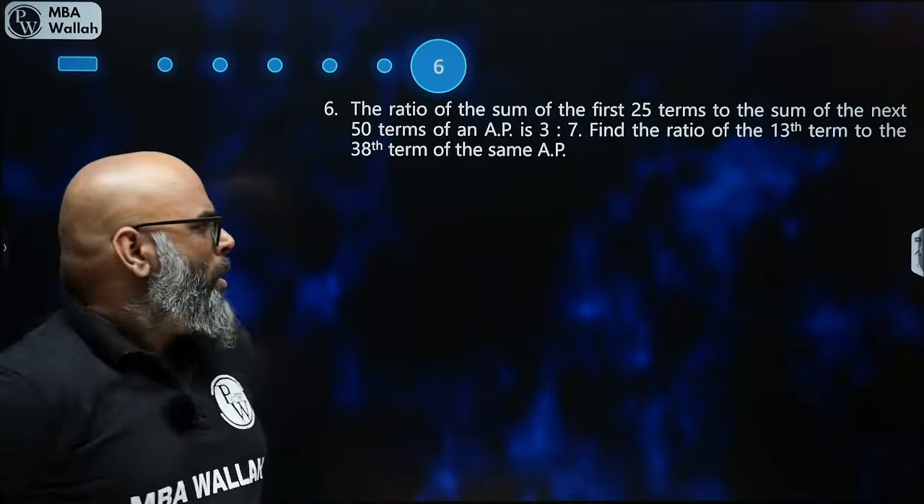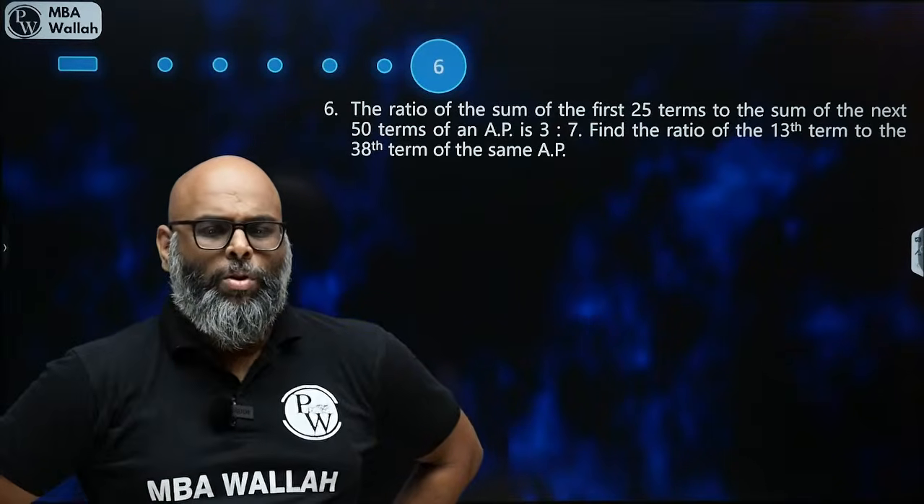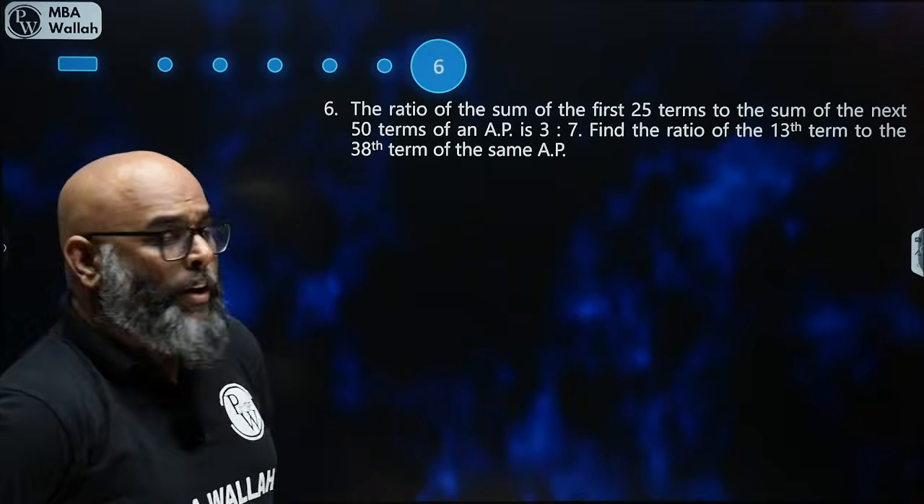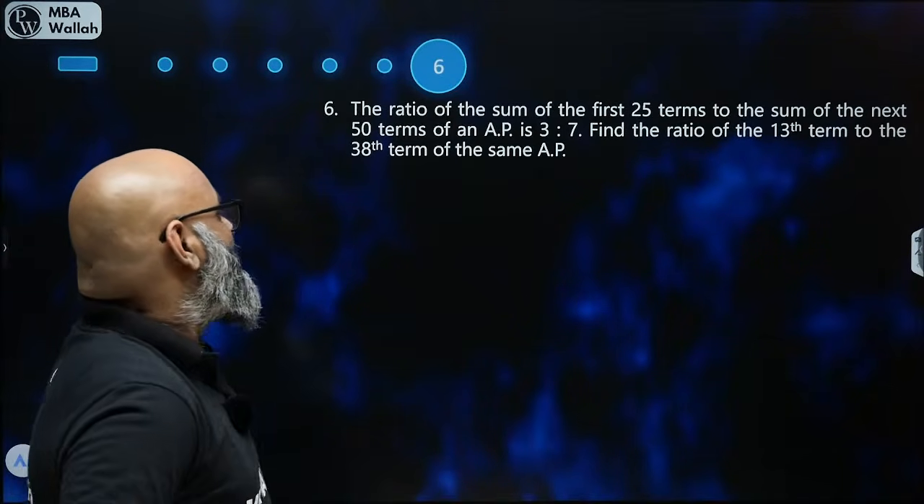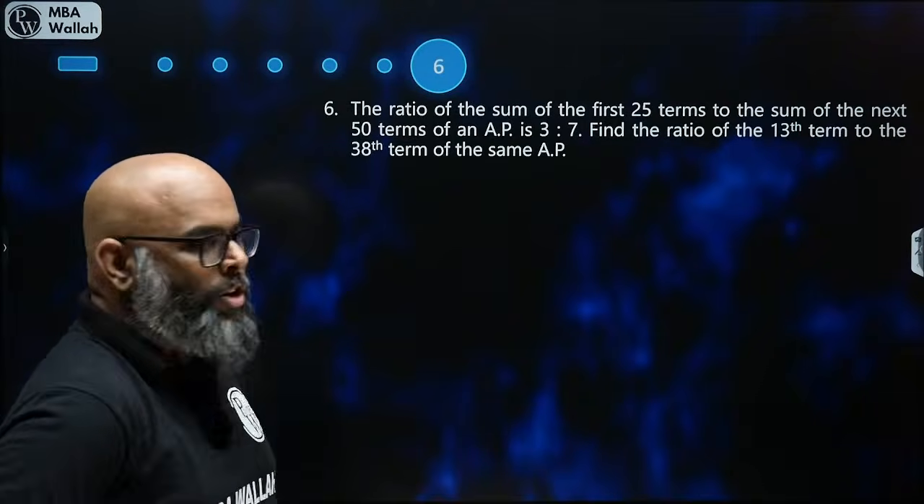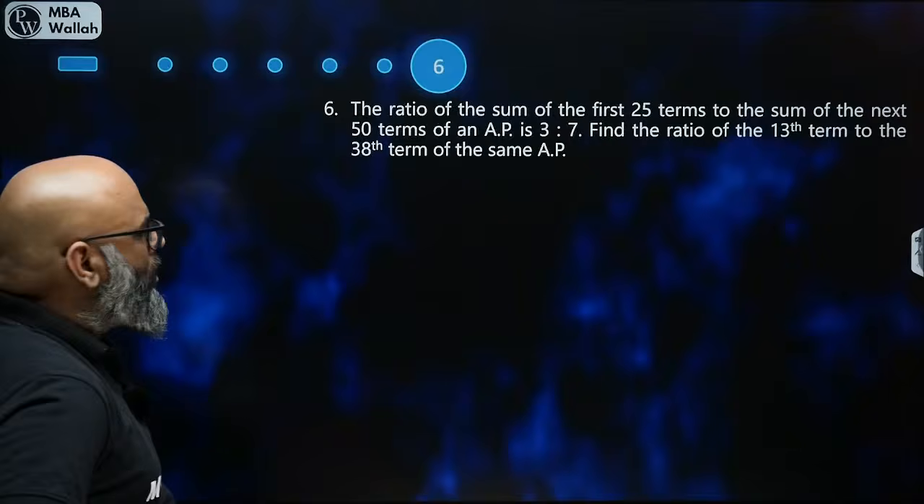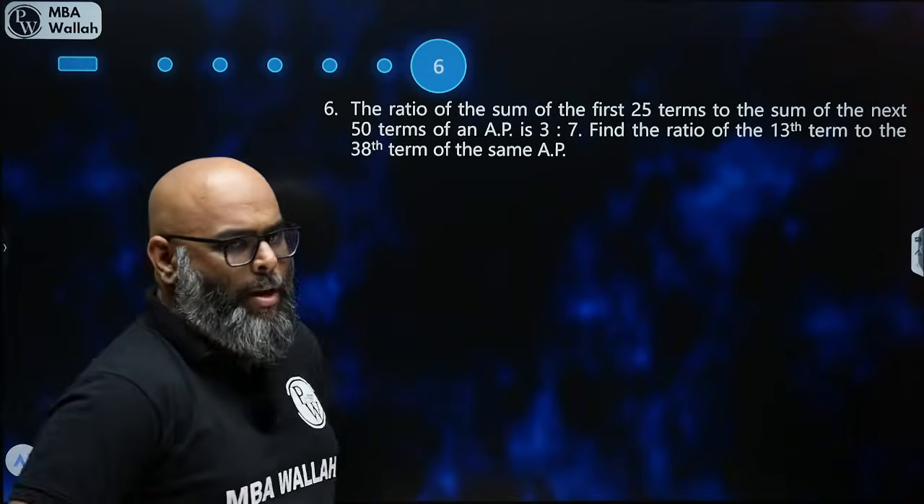Right. We'll do this one final step. Now look at this question. The ratio of sum of the first 25 terms to the sum of the next 50 terms of an AP is 3:7. Find the ratio of the 13th term to the 38th term of the same AP.